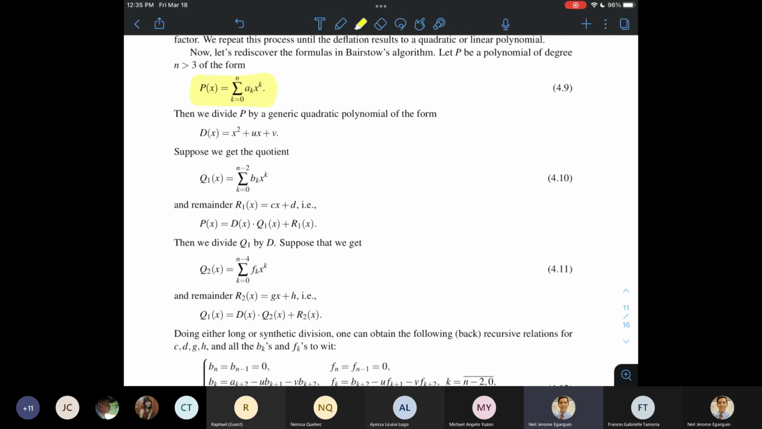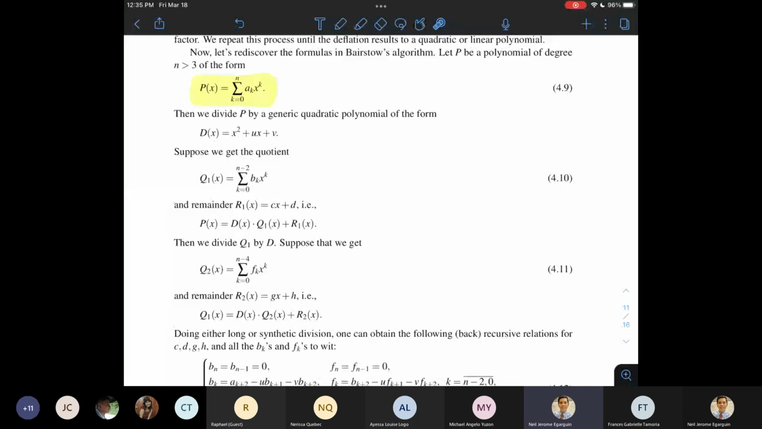Kasi pag degree 4, kaya natin yung isolve using a formula. So, meron tayong quartic formula. Pero starting at degree 5, wala nang generic formula na mag-work. Okay? So, assume natin si P ay polynomial of degree greater than 3. So, from here, makukuha niyo yung mga a sub i's.